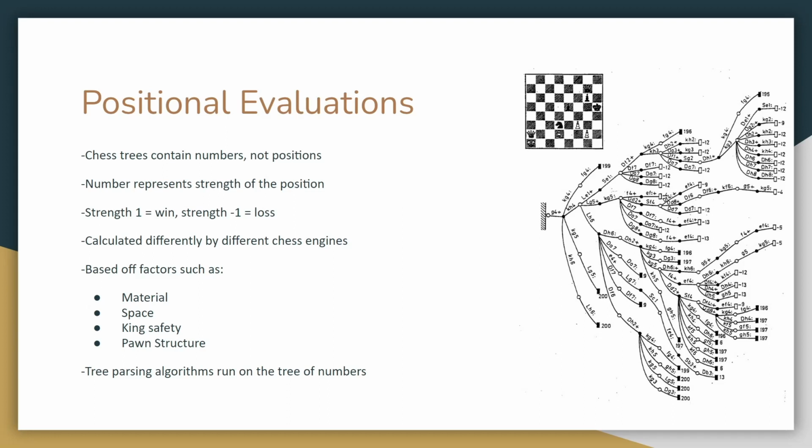An evaluation, as I said, can vary, but the main factors that are generally used are things like material, which is how many pieces you have on the board and how many points they are worth; space, how many squares your pieces control; king safety; and pawn structure, do the pawns defend each other. As I said, the tree parsing algorithms will run on these numbers, not on actual boards.